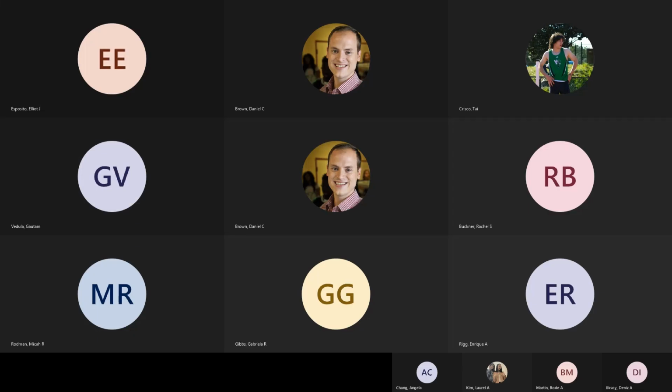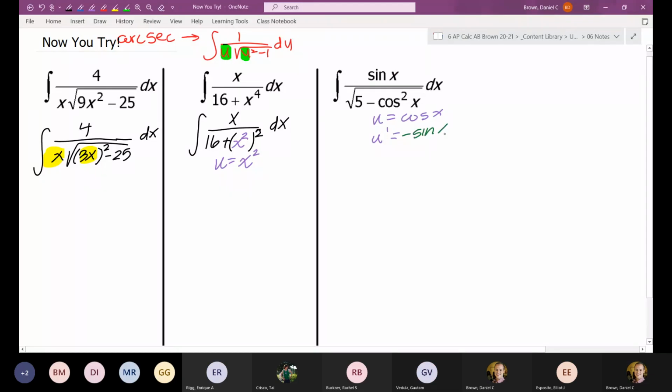The derivative of cosine is negative sine of x. So doing my u substitution, this becomes the integral of sine of x over the square root of 5 minus u squared, du over u prime. And then, as expected, the signs are canceling out, and we can go ahead and find the antiderivative.